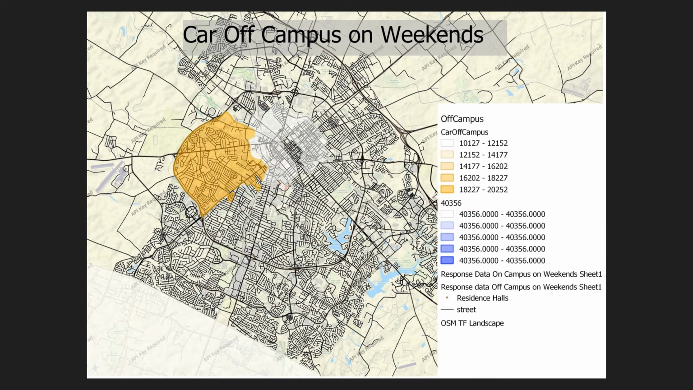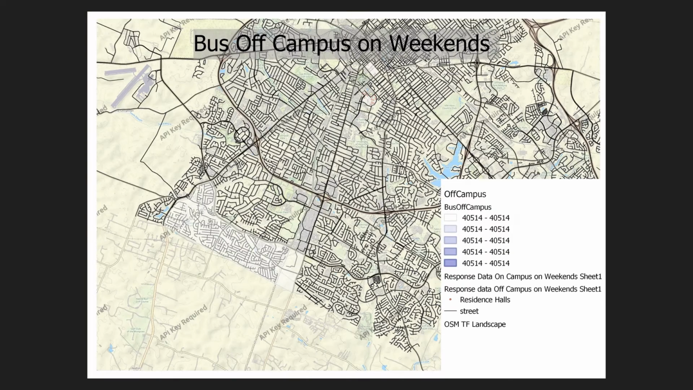This map shows how much more rounded the use of the car is across the whole map on weekends in comparison to the weekday map, with the majority of car users being in the yellow shaded zone. And finally, in this last map, it shows that there were not as many people using a bus on the weekends as opposed to cars.